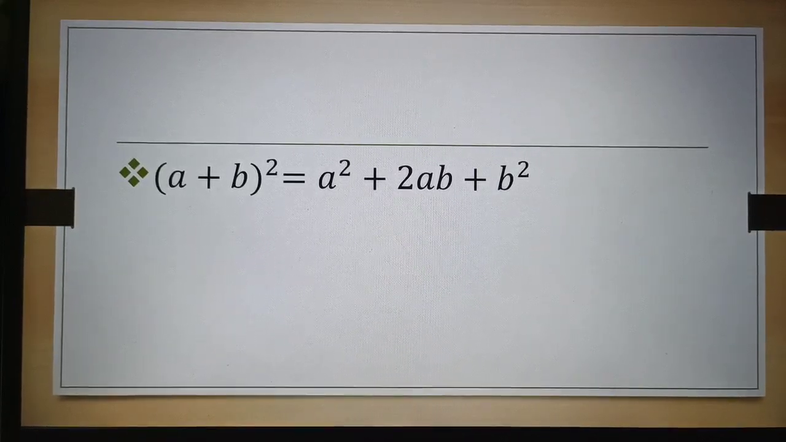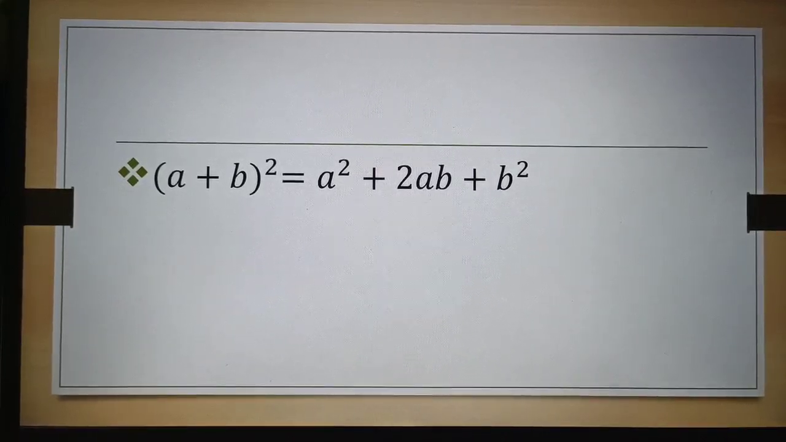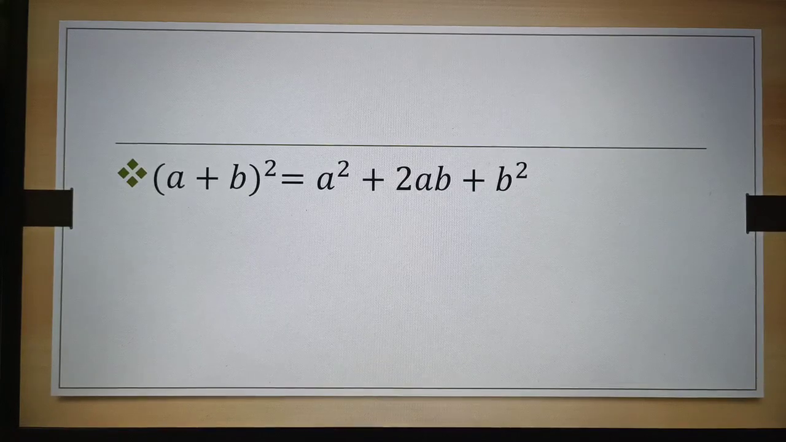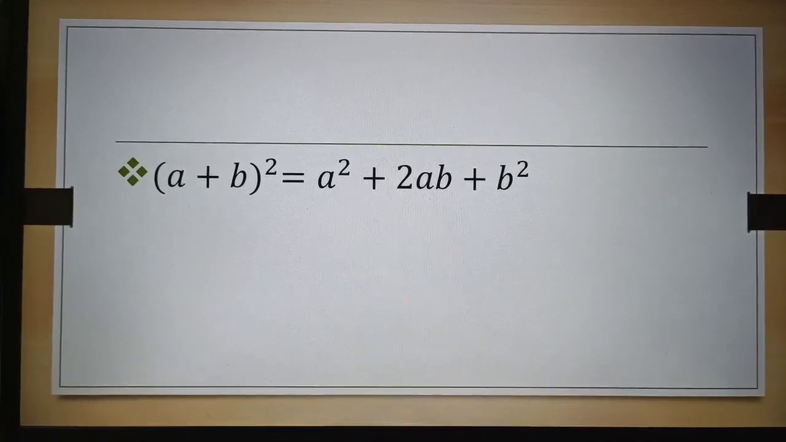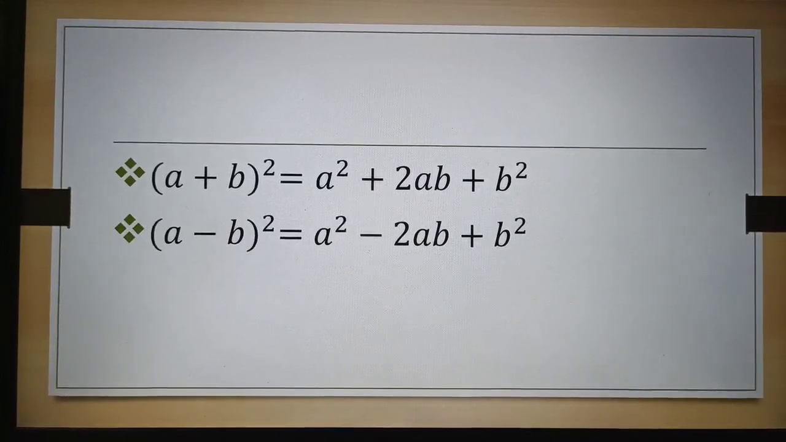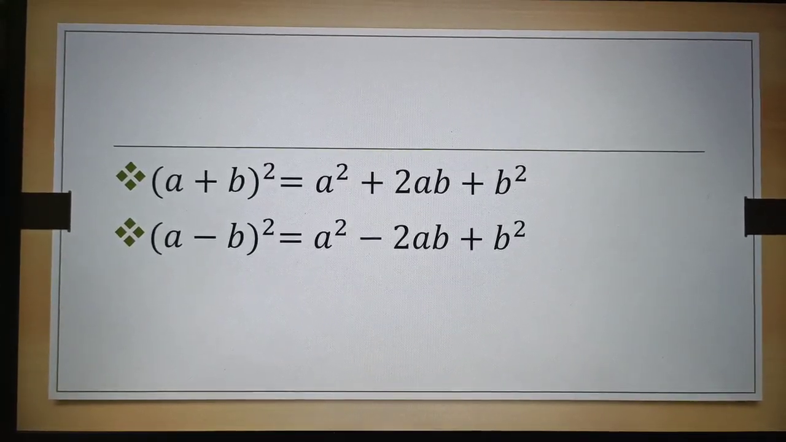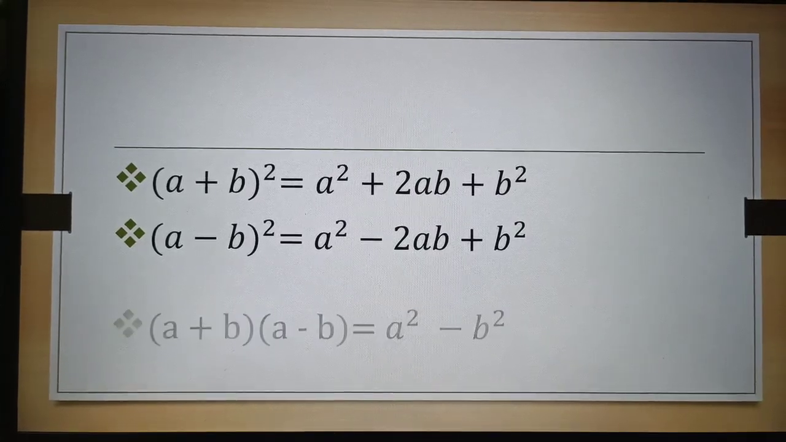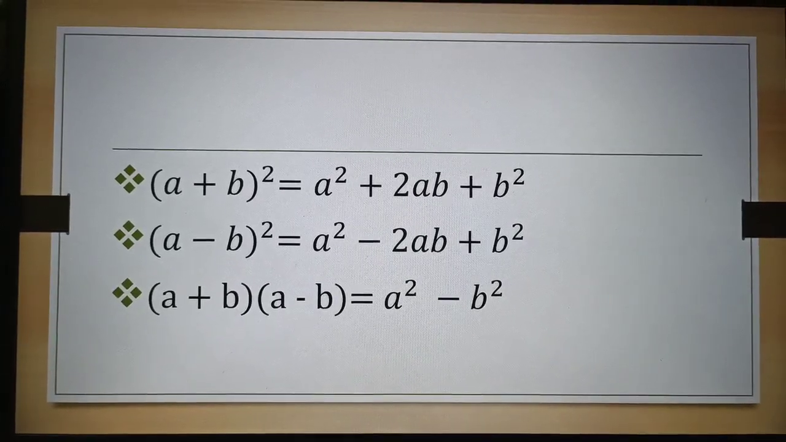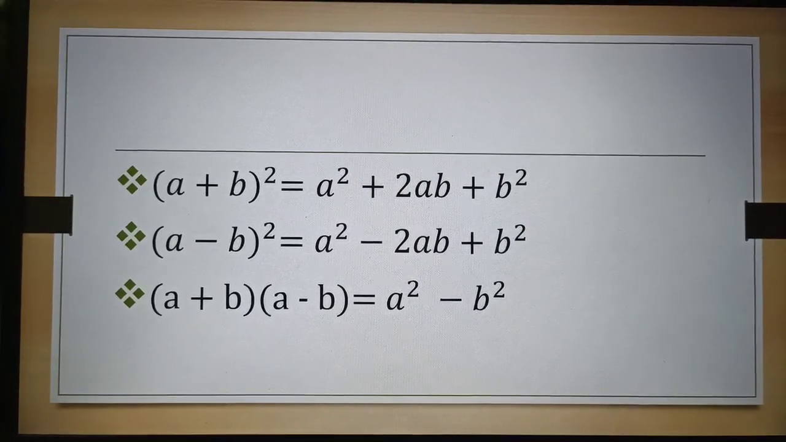They are: (a plus b) the whole square is equal to a square plus 2ab plus b square. The second identity is (a minus b) the whole square is equal to a square minus 2ab plus b square. The third identity is (a plus b) into (a minus b) is equal to a square minus b square.